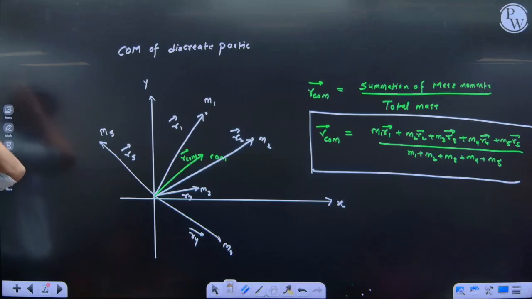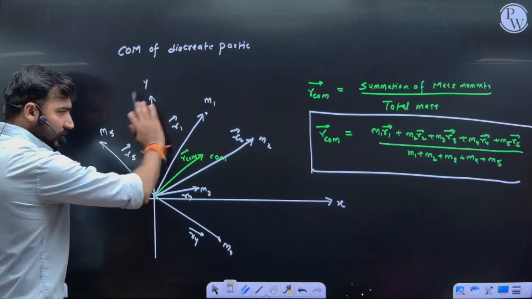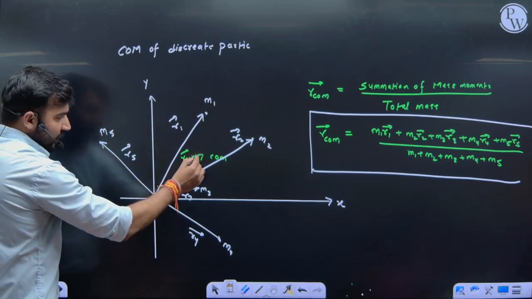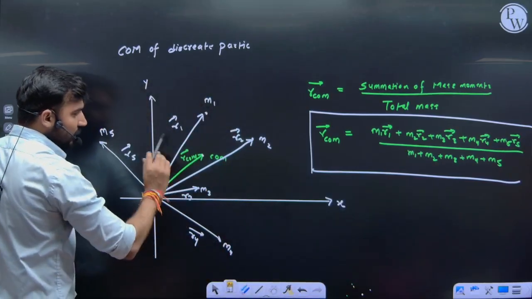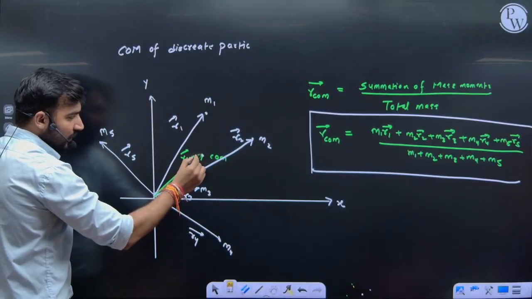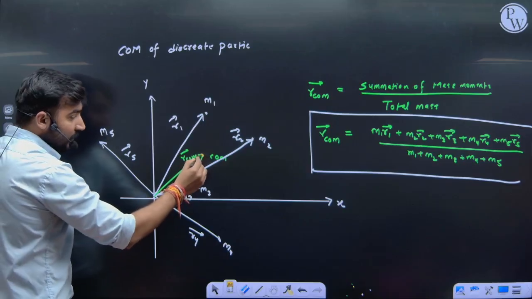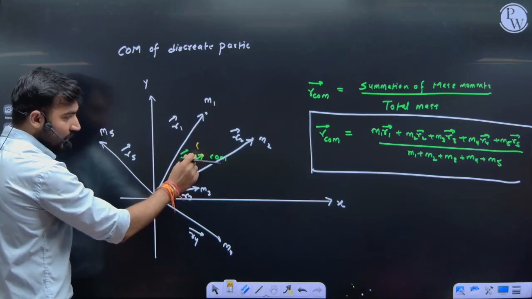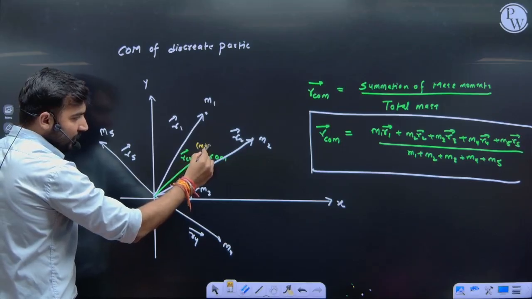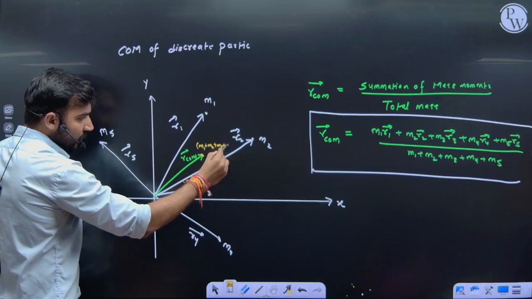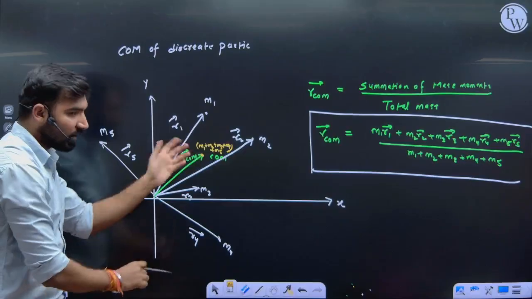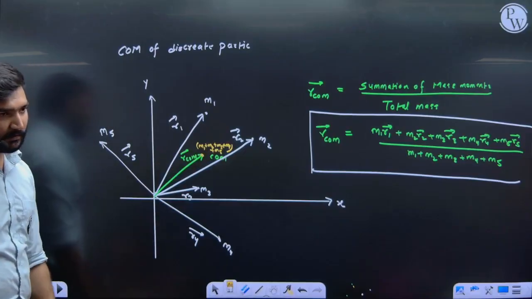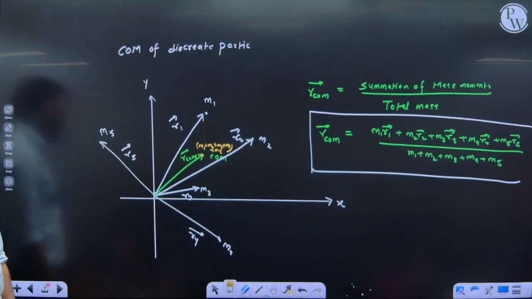Now tell me one thing, everyone. You calculated the position of center of mass. Now, if someone asks, if you remove all the masses, you can assume the whole mass is there. What is the mass at this point? M1 plus M2 plus M3 plus M4 plus M5. Yes or no? Then whole mass is concentrated here. So here mass is that much, and its position is this.